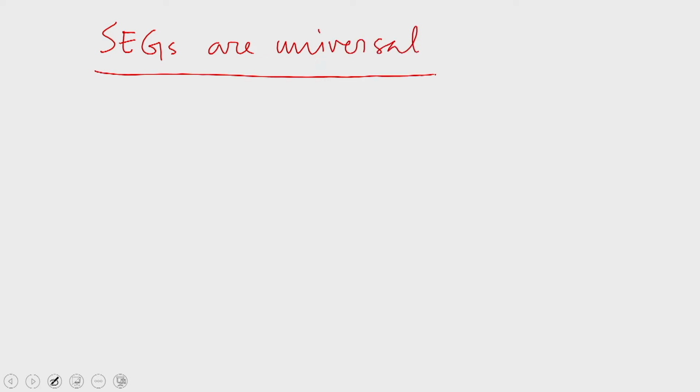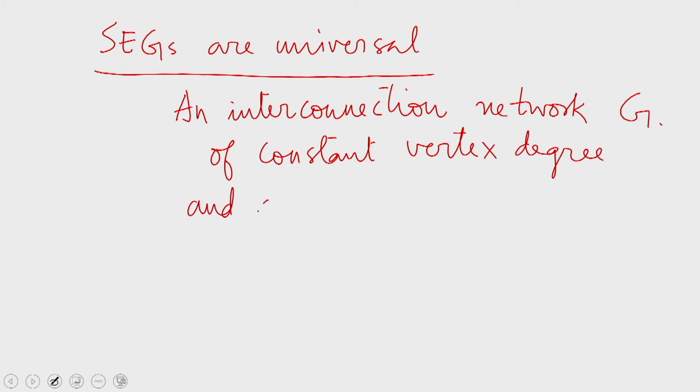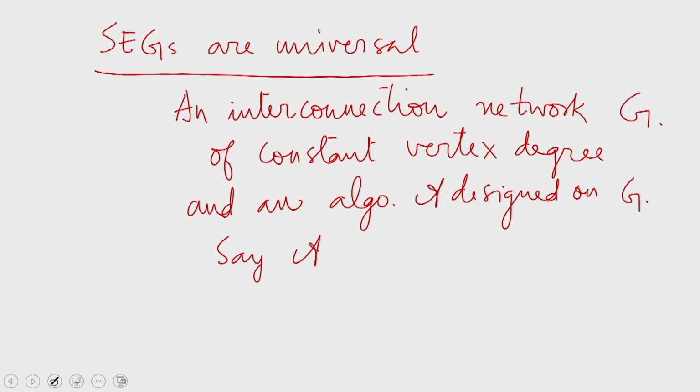To show this, we consider an interconnection network of constant degree. Let us call this network G, and an algorithm A designed on G. Say A takes order of t steps on G. Let us say we want to simulate this on a shuffle exchange graph. First, we will see how to simulate this on a hypercube using a normal algorithm. The simulation would be a normal algorithm, and then the normal simulation can be run on an SEG of the same dimension. So, we have a fixed interconnection network. This is like the simulation we had seen earlier.